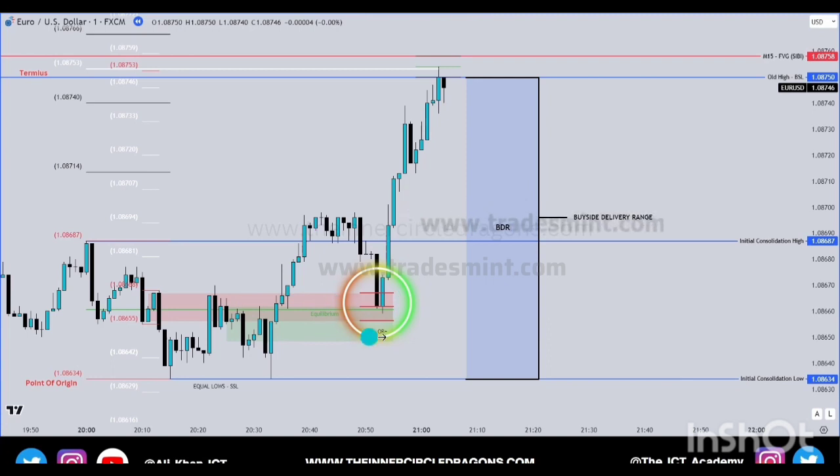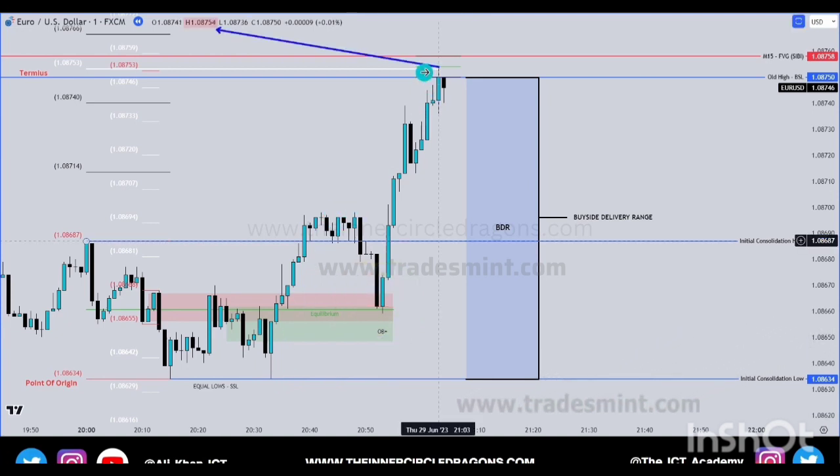This stage of accumulation is also in a discount relative to this range low and this range high. You can see the high of this up close candle comes in at 1.08754, which is 1 pipette off the 1.08753 level that we had found confluence at. So just 1 pipette off the exact high.